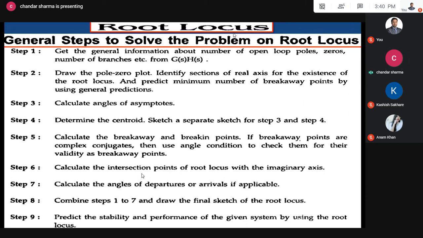Asymptotes, तो asymptotes मतलब क्या है? नंबर वन वी हैव टू फाइंड द नंबर ऑफ asymptotes. कितने नंबर ऑफ asymptotes हैं? तो वो इसका फॉर्मूला है p minus z, where p is the number of finite poles and z is the number of finite zeros. Then after that we have to find angle of asymptotes. तो angle of asymptotes का फॉर्मूला है (2m plus 1) divided by (p minus z) into pi, where m is equal to 0, 1 up to p minus z minus 1. Then after that we have to find centroid.